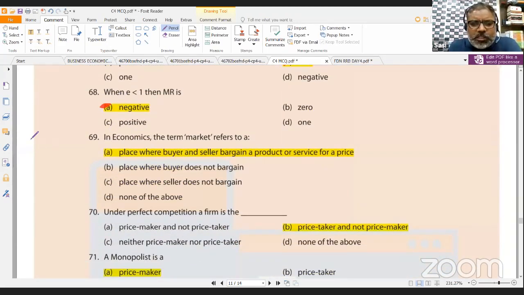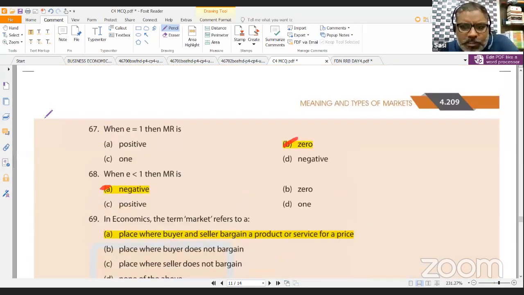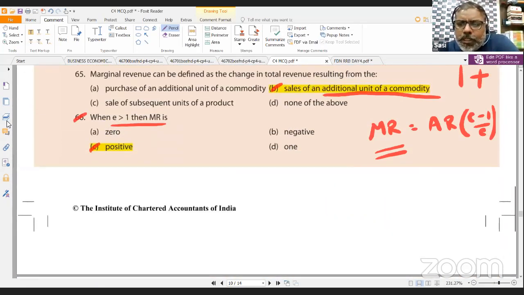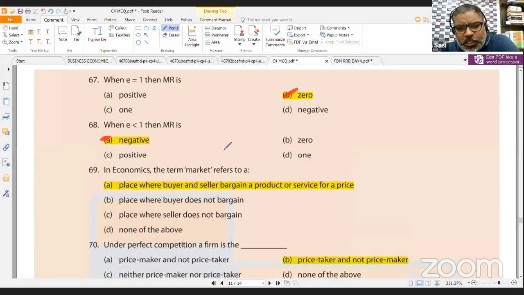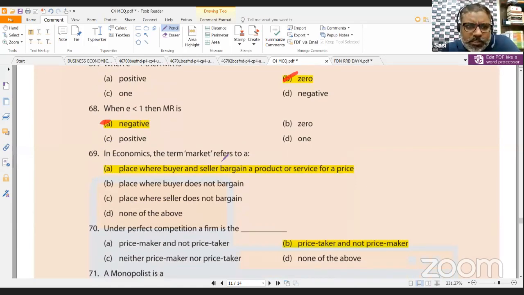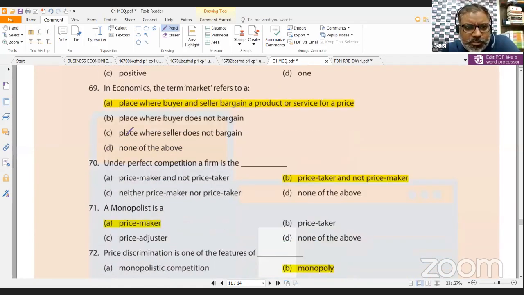All three questions are based on the same formula, which is marginal revenue is equal to average revenue into E minus 1 by E. If numbers are given also, we should be able to substitute and get the answer for such kind of questions. If asked theoretically also, we should be able to answer them like the 66th, 67th and 68th questions.